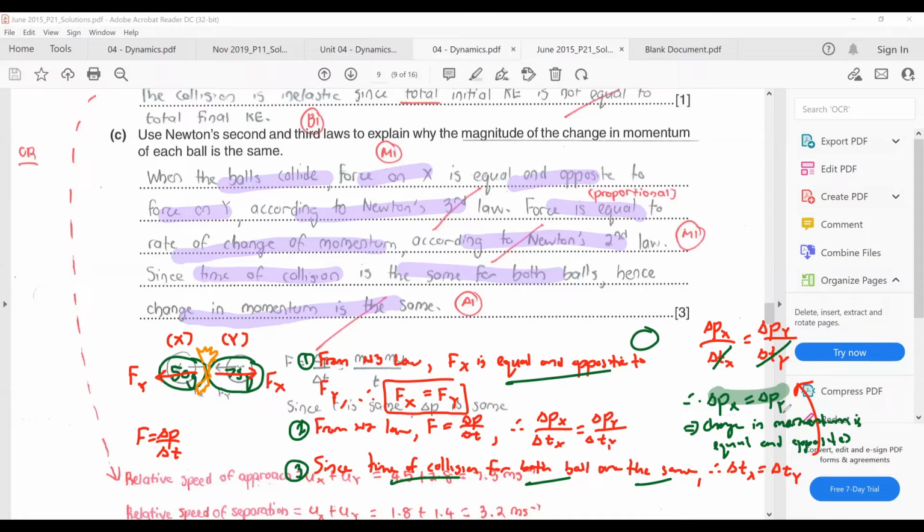All right. Okay, so just bear in mind this particular question. This question is quite popular in dynamics. Every time they'll ask you, explain why is the change in momentum for both of the objects the same. Sometimes you may get only 2 marks for it, but a lot of times it's 3 marks. So if it's 3 marks, usually the points would always be this: the equal and opposite force part, the force being rate of change of momentum part, and the time of collision being the same part. Those will account for your 3 marks. Okay, so that is for this part.